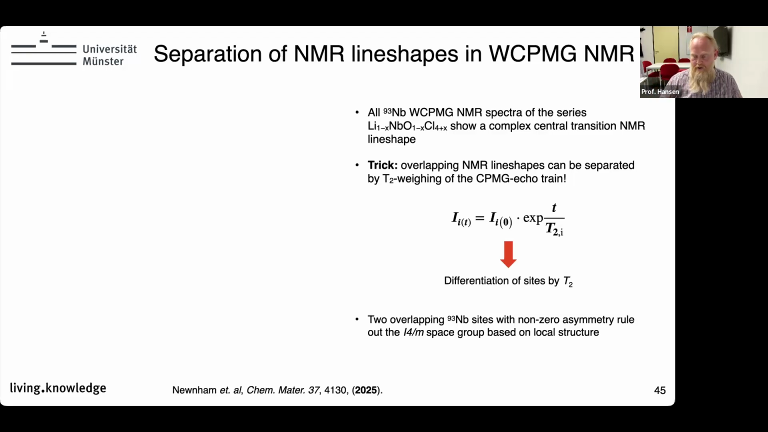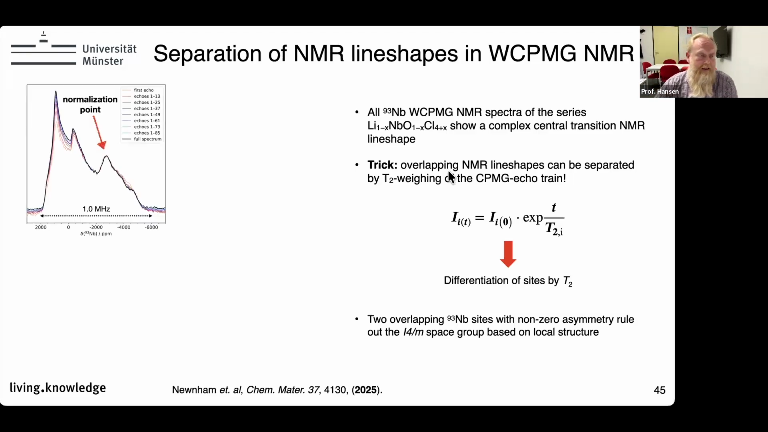But if they are different, you can use this trick. How you do it is that you find a spectral point, normalized to this point, and then you Fourier transform, co-add the echoes to the first echo, and then you normalize it to this point. And also here, you notice that this breadth here is 1 megahertz.